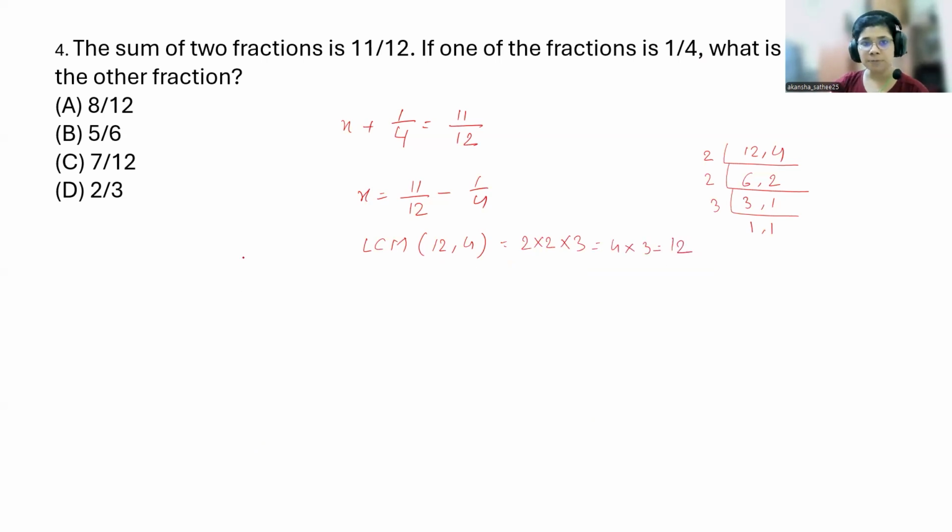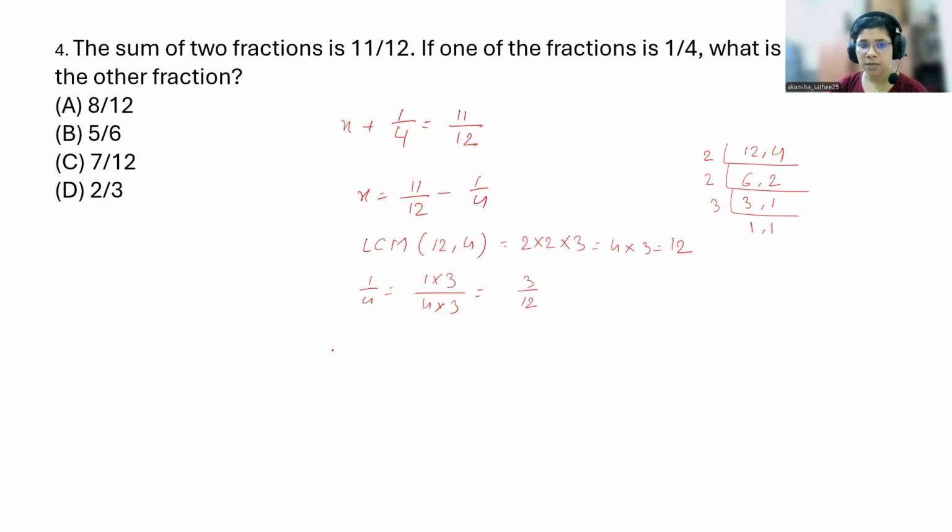So LCM is 12. Now, one fraction already has denominator 12, so you don't need to do anything. But the other one doesn't have 12. So 1 by 4, you have to convert to something like 12 by something. If you multiply 4 by 3, you will get 12. So similarly, you have to multiply 1 also by 3. If you divide and multiply by the same number, the fraction does not change. So it is 3 by 12.